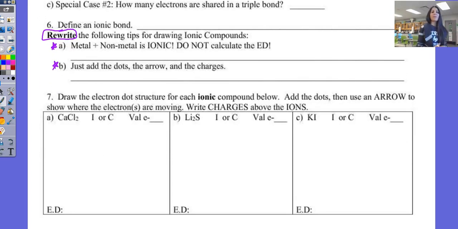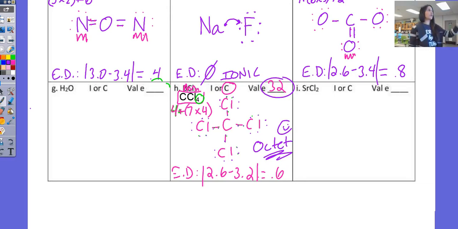All right, now let's come down here. I want to make sure that we remember how it is that we work out our ionics. So we're going to try an ionic. I'm not going to do one of these with you, but I'm going to do one of the ones in the notes with you, okay? Let's try out SrCl2 again, okay?